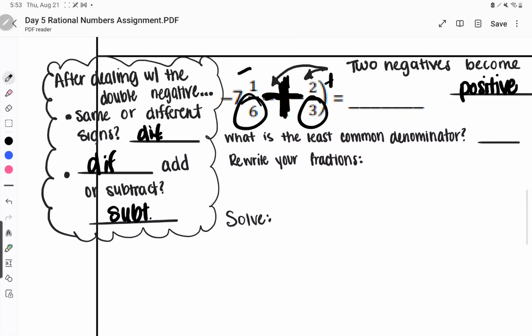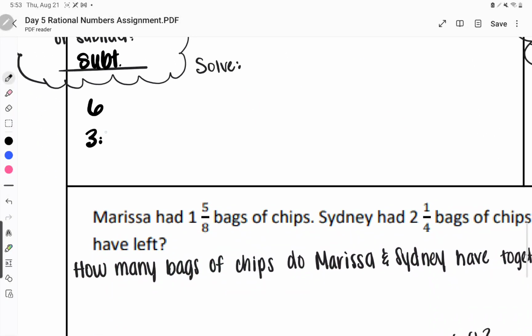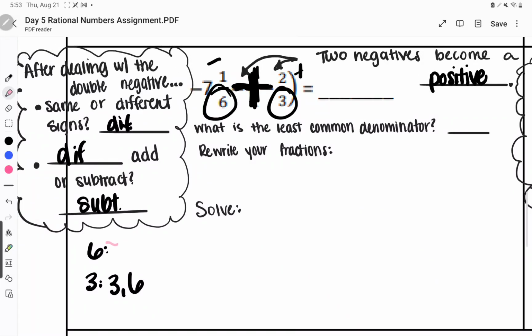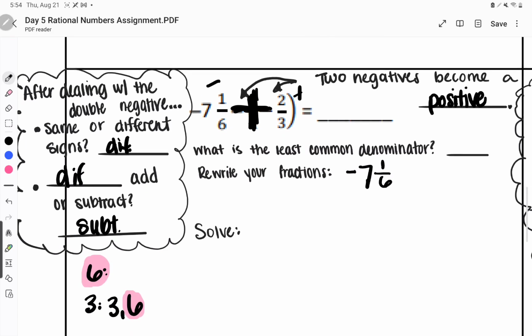I have a denominator of 6 and I have a denominator of 3. So let's list it out. We're going to do 3 first. I'm going to do 3 times 1, which is 3, and 3 times 2, which is 6. I'm going to stop there because my least common denominator is 6. I don't have to do anything to this right here, so I'm just going to rewrite it. I have -7 and 1/6. And then over here, what do I multiply 3 by to get to 6? 2. So to my numerator, I would also multiply that by 2. So that would give me plus, because our two negatives become a positive, 2 times 2, which is 4, and then 3 times 2, which is 6.